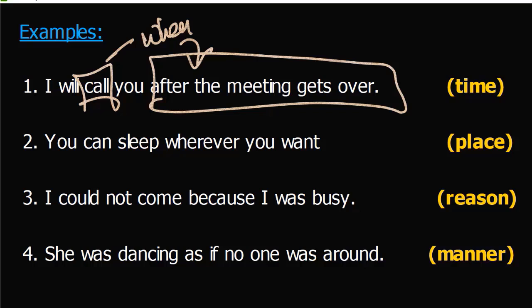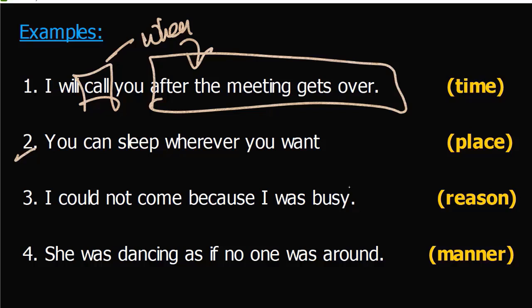So after the meeting gets over is a dependent clause, because it starts with a subordinating conjunction, has a subject, has a verb, but cannot stand alone, right? And it's giving information about the main verb in terms of its time. I will call you, talking about the time of the action. I will call you when? After the meeting gets over or before the meeting gets over, right? I can use different types of subordinating conjunctions.